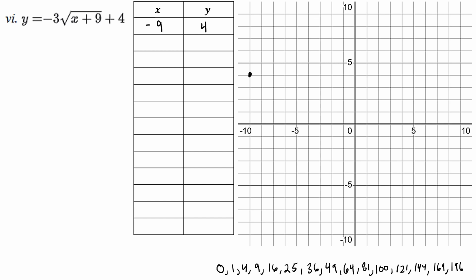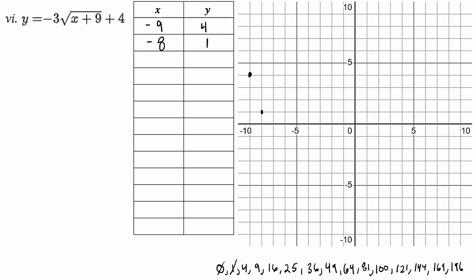Now I'm going to make it equal 1. So when x is negative 8, I get 1 inside. So I'm going to put negative 8 in there and let's calculate it. Negative 8 plus 9 is 1. The square root of 1 is 1. Negative 3 times 1 is negative 3. Negative 3 plus 4 is 1. So negative 8, 1, 2, 3, 4, 5, 6, 7, 8 gives me positive 1.